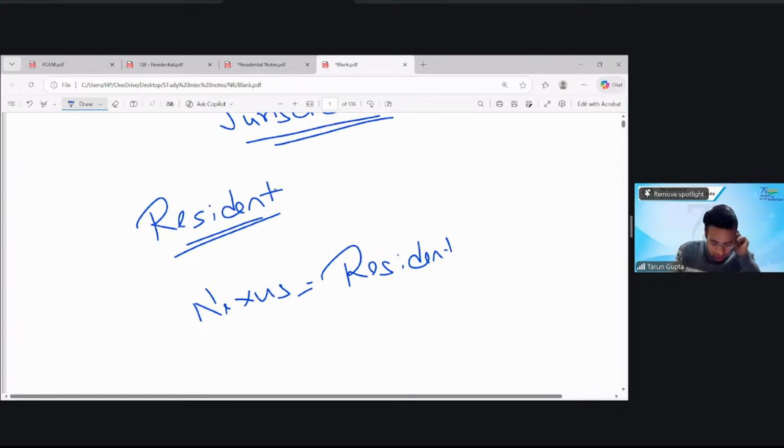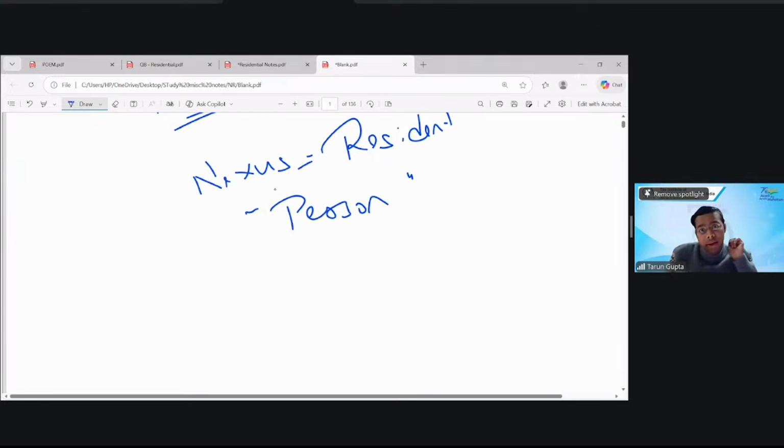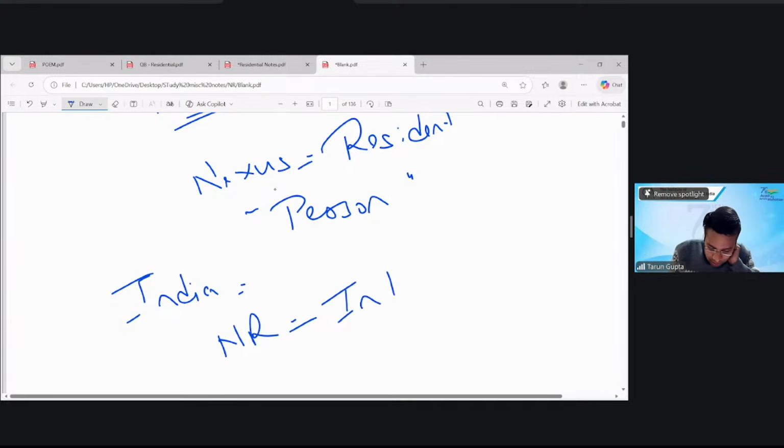But since Nexus is built for a person, your global income is taxable. But even if you're not a resident in India, if you are deriving income from India, then your income is also taxable in India. So if you're a resident in India, your global income is taxable, whether it's derived from India or from outside India. But if you're a non-resident, then also your Indian income is taxable. Why? Because I have control over your Indian income.